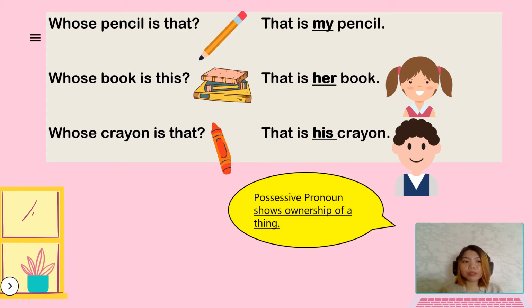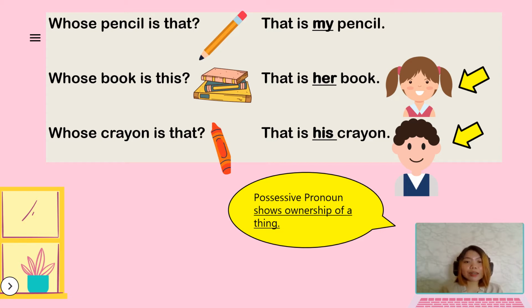Sentence number 2. Whose book is this? That is her book. Sentence number 3. Whose crayon is that? That is his crayon. In the sentences, the words my, her, and his show ownership of a thing. It is written before a noun, like the words pencil, book, and crayon.